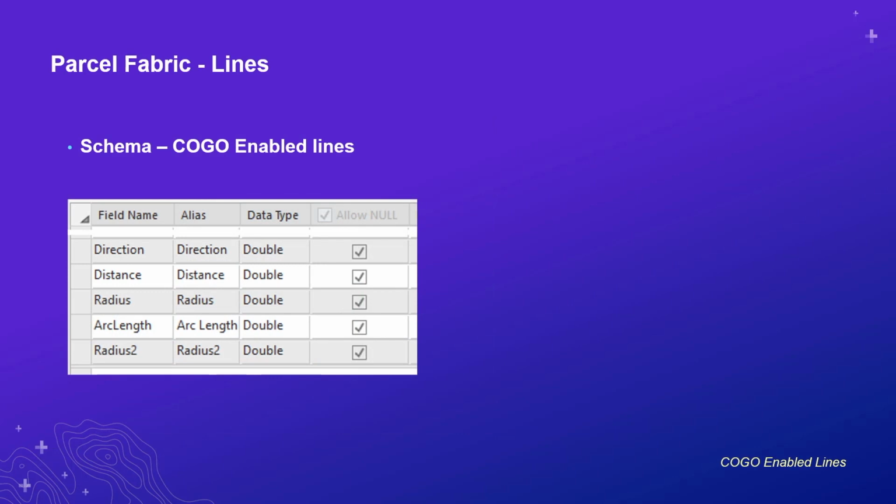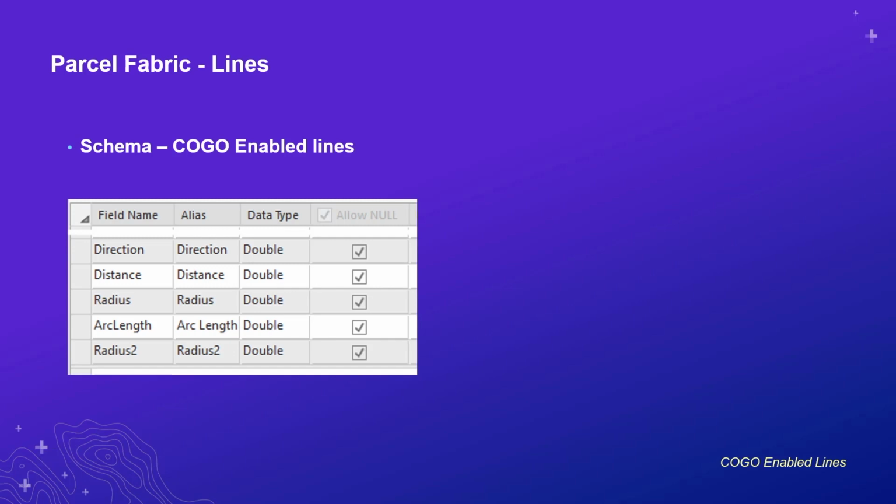And COGO enabled means that these fields exist on the lines. So whenever a new line feature class is created as part of the fabric, we know that it is COGO enabled, and it has these fields: direction, distance, radius, arc length, and radius 2. And these are all double fields.